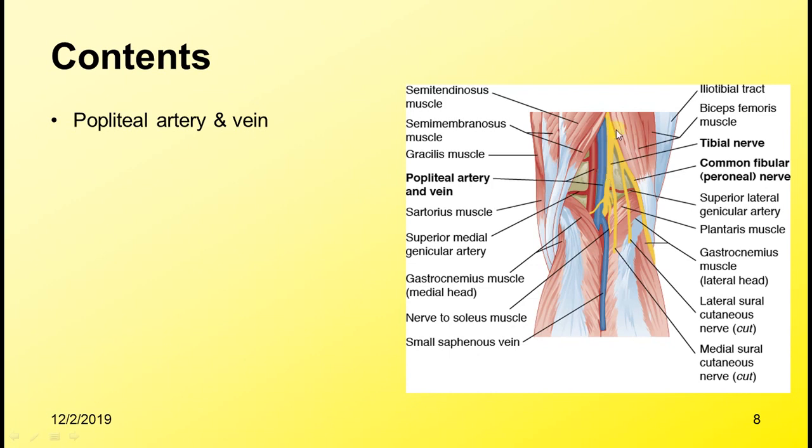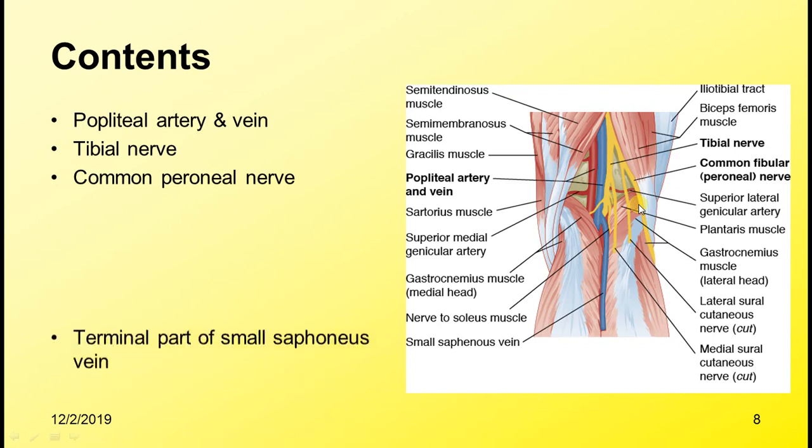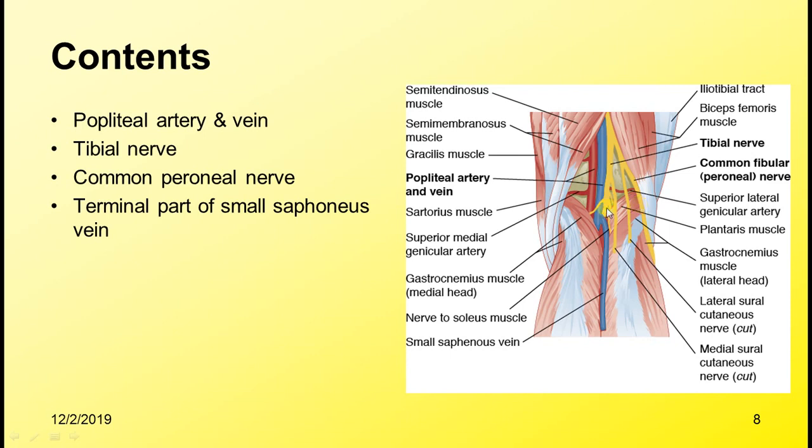Then what you see here is the tibial nerve and the common peroneal nerve. Okay, so you have the tibial nerve and then you have the common peroneal nerve. Then you have the genicular branch of obturator nerve, termination of small saphenous vein, popliteal lymph nodes and fat.